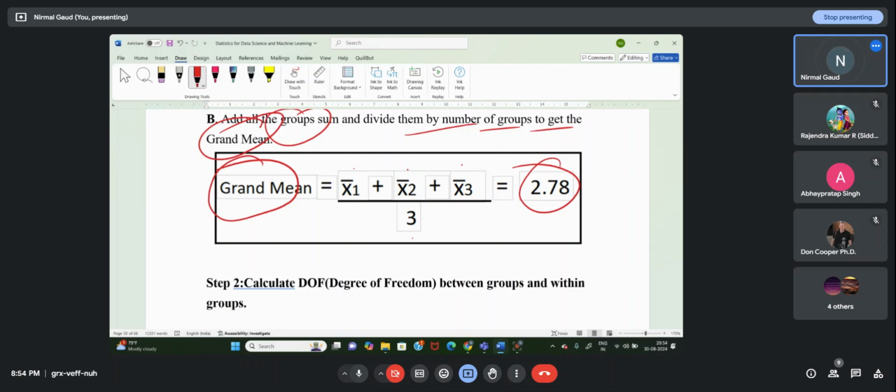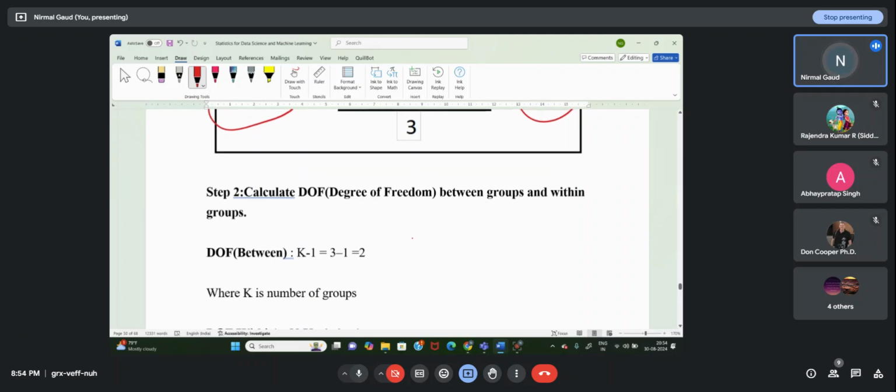Step number 1. Okay, you got the grand mean. Now step number 2 is degrees of freedom. Degrees of freedom, I think I have already told you. When I was talking about the gamma function, I told you about degrees of freedom, how features are independent of each other. That is degrees of freedom.